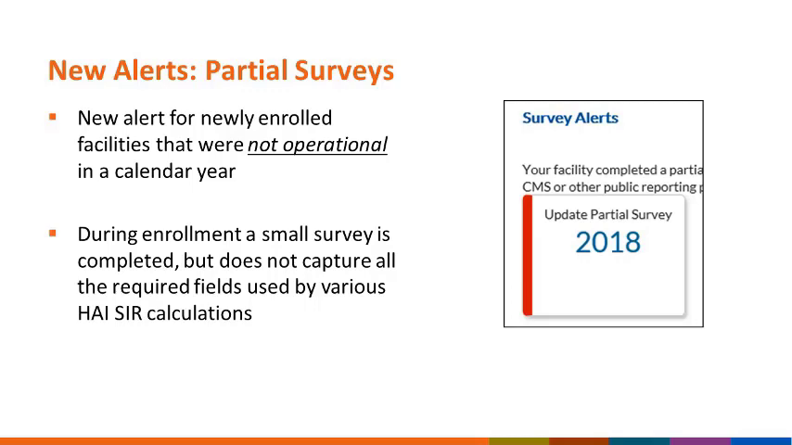There's also another new alert called Partial Survey. This alert is for newly enrolled facilities that were not operational in the past calendar year. During the enrollment process, the facility is required to complete a survey. Facilities that were not operational will not be able to complete a full annual facility survey. They are therefore required to complete a partial survey. This partial survey does not capture all the required fields used by various HAI-SIR calculations.